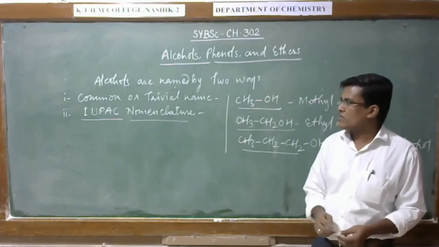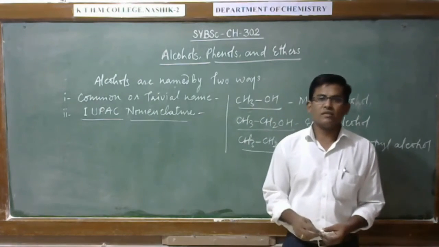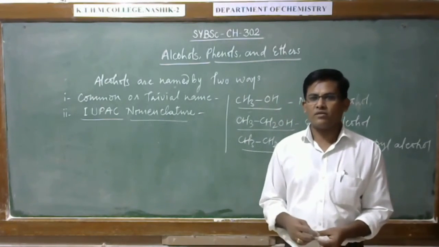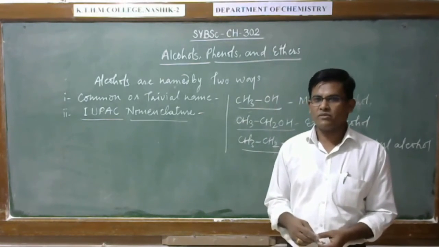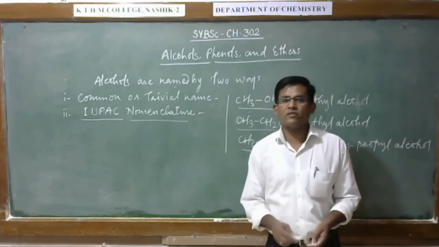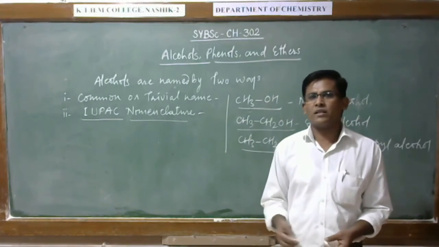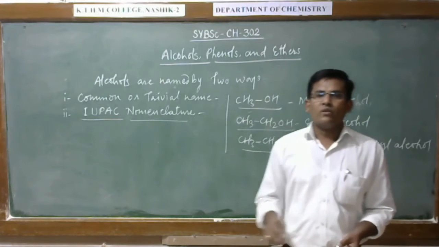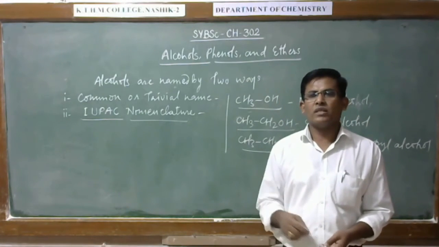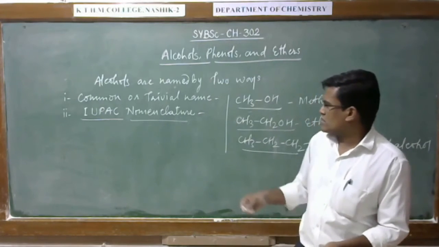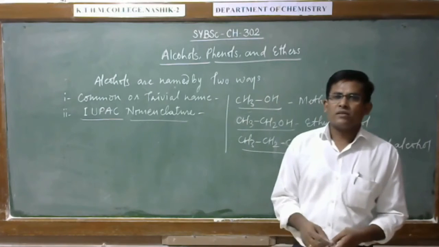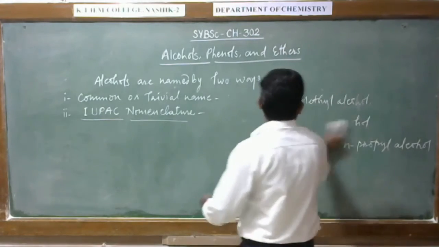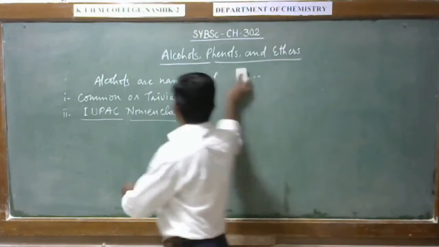Next is IUPAC nomenclature. This is the most versatile system of nomenclature. In this case, the longest chain of carbon containing the hydroxyl group is selected as the parent hydrocarbon. Then the position of the hydroxyl group and other substituents is indicated by numbers, and the lowest number is given to the hydroxyl group. The final e is replaced by ol. So let us start this IUPAC nomenclature.